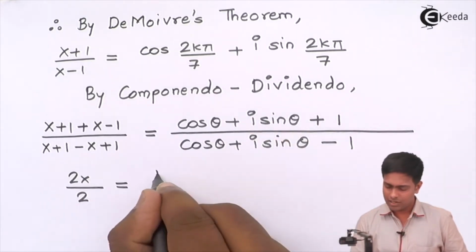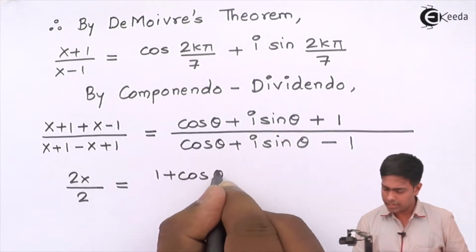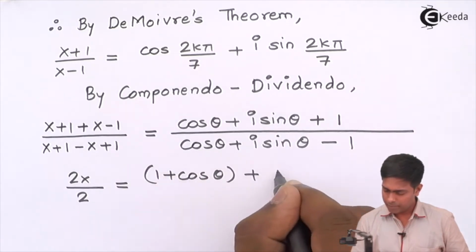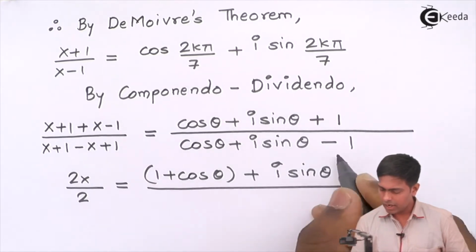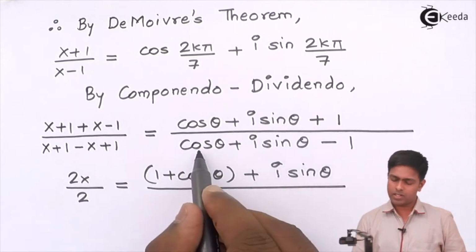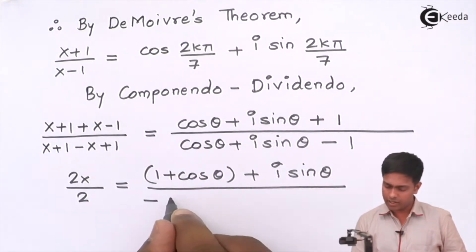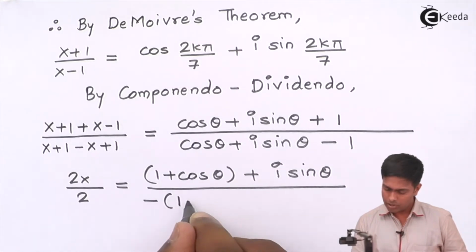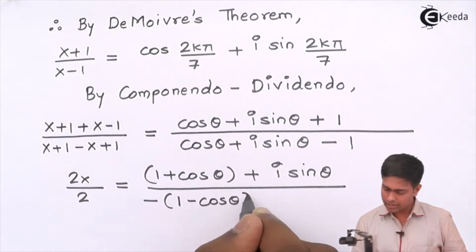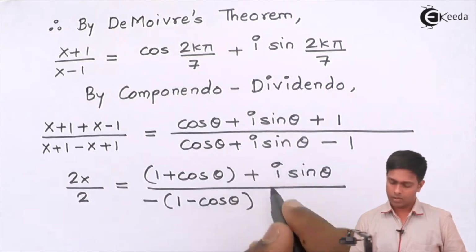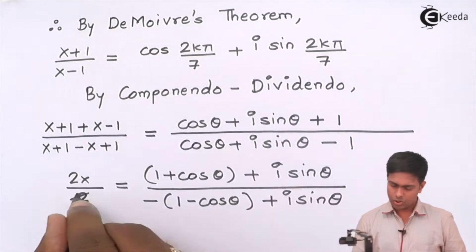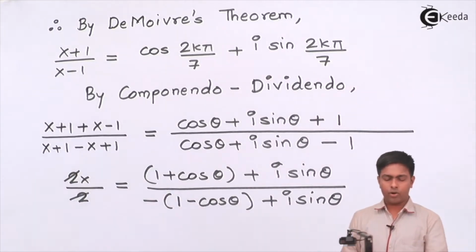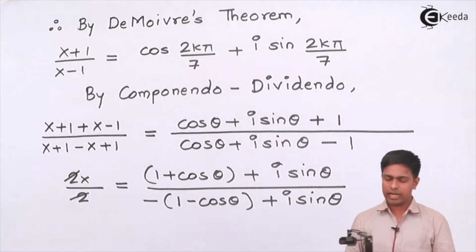So I'll rearrange this. That is 1 plus cos theta plus i sin theta. And here from this minus 1 and cos theta, I will take a negative sign outside. So that will become positive 1 minus cos theta and plus i sin theta as it is. So 2 cancel. Now guys, I got x on the left hand side, but on the right hand side I got a big term.